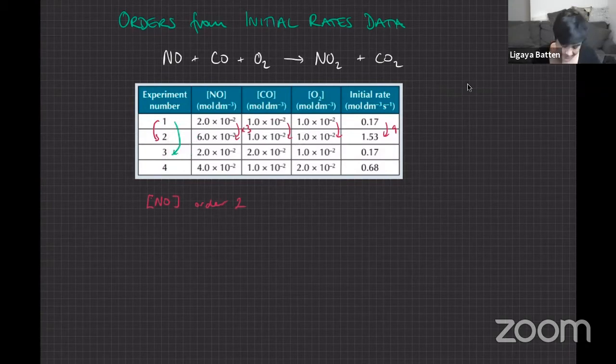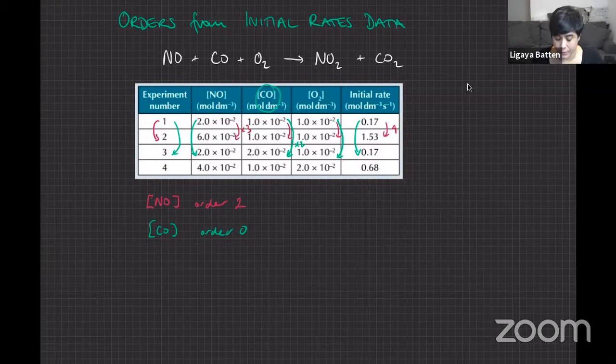Okay, because here the nitrogen monoxide is the same, so there's no change there, but the carbon monoxide has times by 2, and the oxygen has stayed the same. Okay, so only one thing has changed, that's the carbon monoxide. And if we look at the rate, there's been no change. So we've doubled the carbon monoxide concentration, but there's been no effect on the rate. And that means the carbon monoxide concentration is order 0. Or in other words, you could say the order with respect to carbon monoxide is 0.